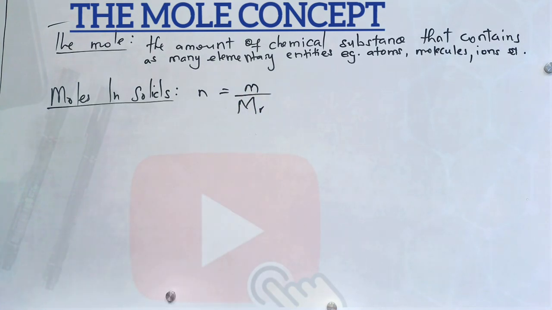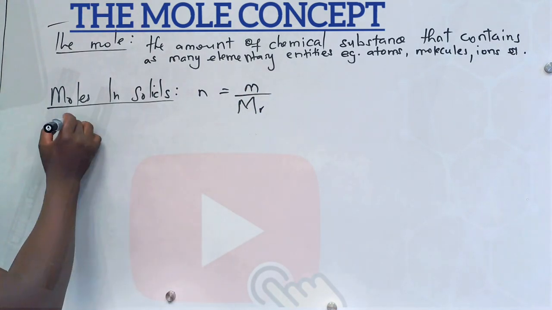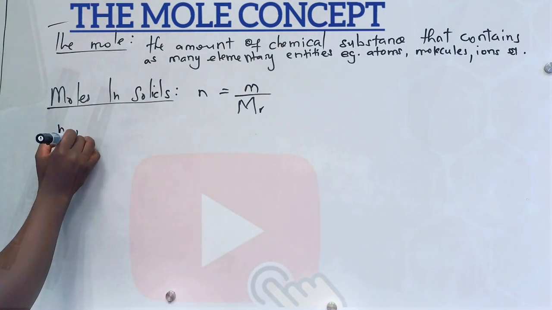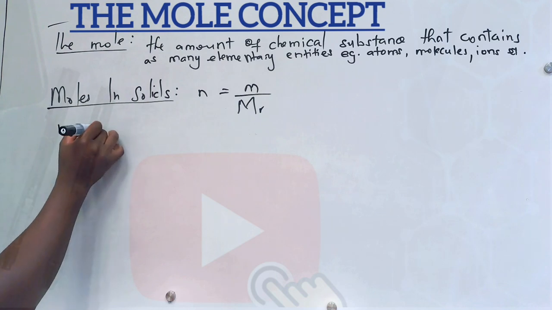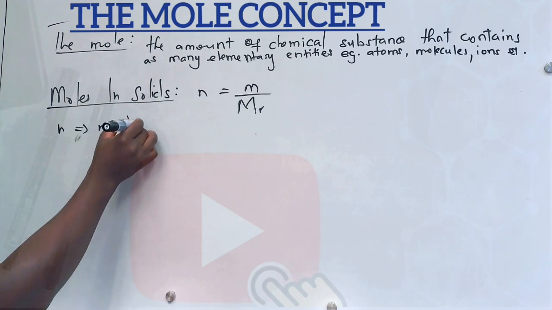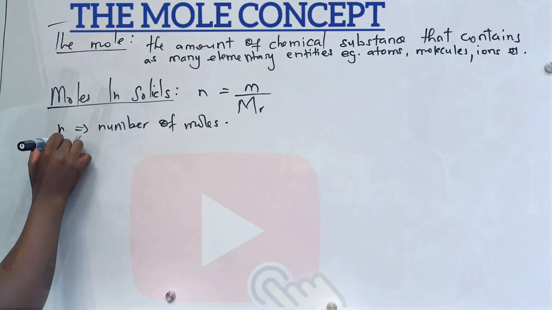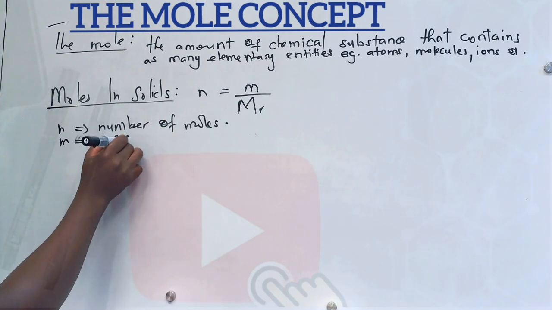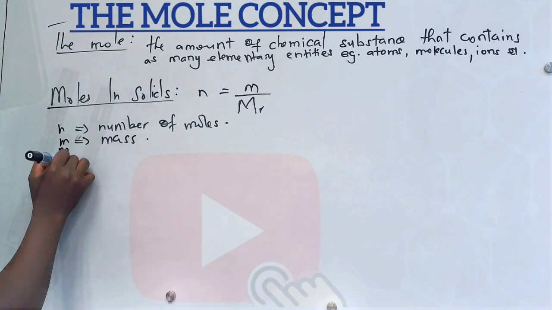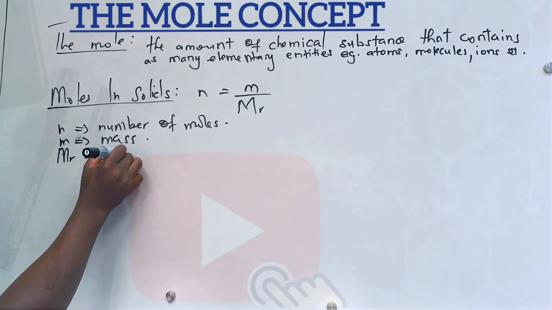Others use Mr. So n represents the number of moles, m represents mass, then Mr is the molar mass.